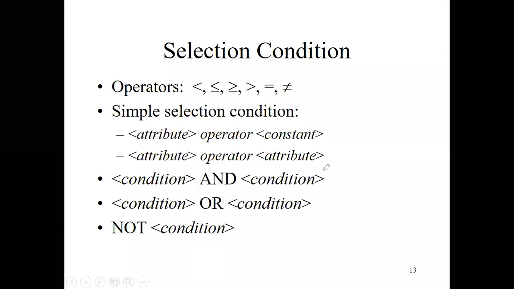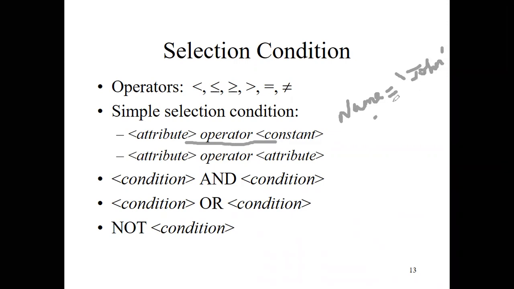So here, what is this simple selection condition? Attribute, operator, constant. When I say attribute operator constant, just now I told you: name is equal to John. So I just write John, J-O-H-N. Name is equal to John.